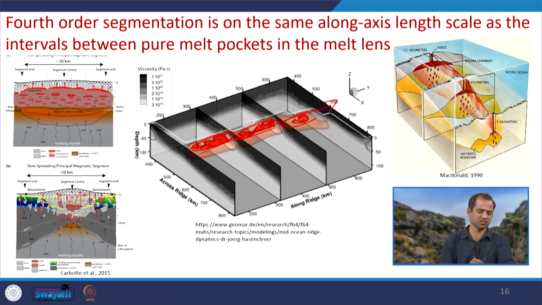So, you are looking at a cross section. Different pockets of magma, and along these pockets of magma there will definitely be chemical variation, and definitely a varying amount of magma accumulation. So, these deviations are representing the fourth order discontinuity along this mid-oceanic ridge system.